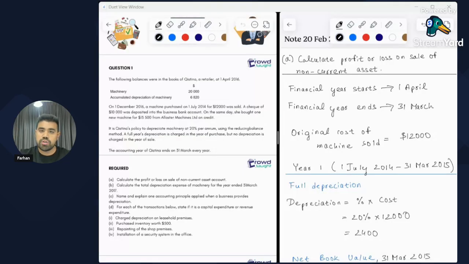Today here we have a question for depreciation. I'll walk you through the question step by step. You can see the question on the left hand side of the screen, and on the right hand side you'll see all the workings which I'll explain. So with that being said, let's begin.